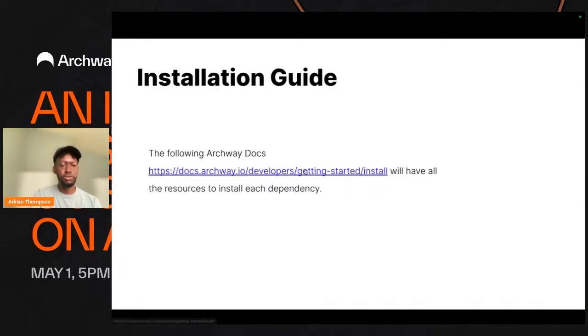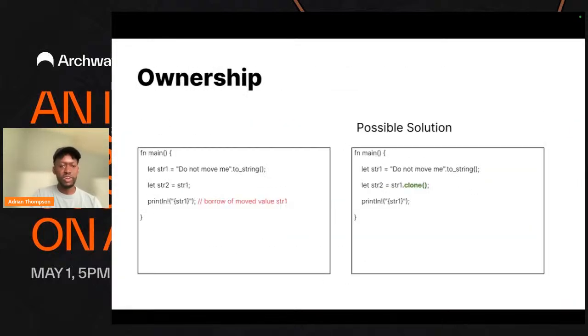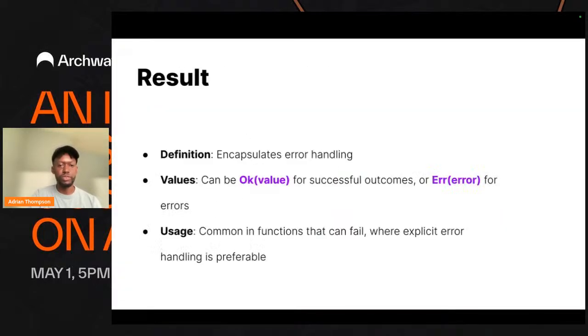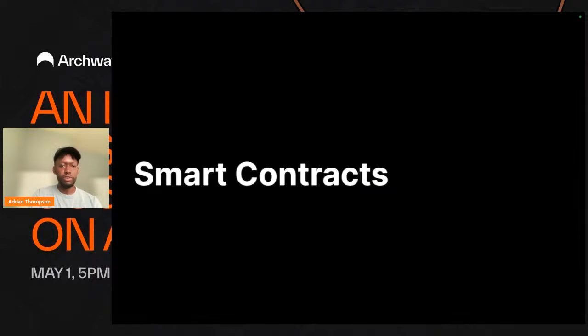So you need to go to the installation guide and make sure you have all the dependencies installed, and have the Archway developer CLI especially installed, because that's what I'm going to be using to build out a contract quickly.